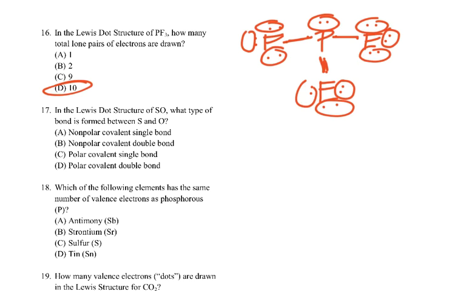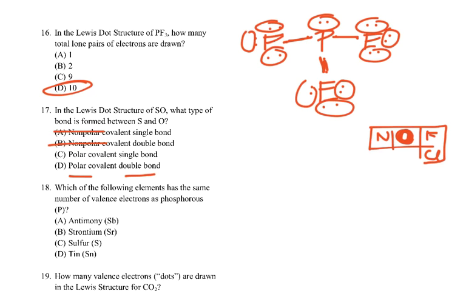Number 17, in the Lewis dot structure of SO, what type of bond is formed between S and O? Look at the answers: nonpolar or polar, and single or double. So there are 2 different kinds of questions here. Is it polar or nonpolar, and is it single or double? The S and the O, that part we can answer right away, because we think, what are our 4 important ones? We've got N, O, F, and Cl. So S and O. O is here, but S is not. So it is going to be a polar bond, so we know it's not A or B.